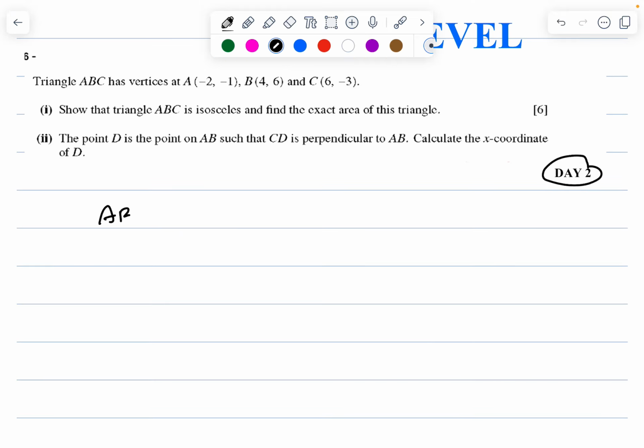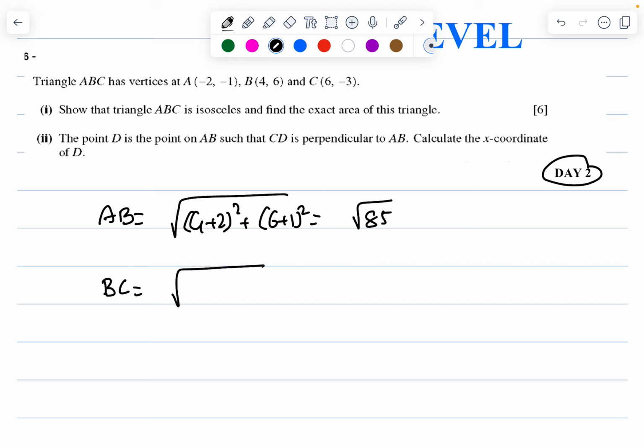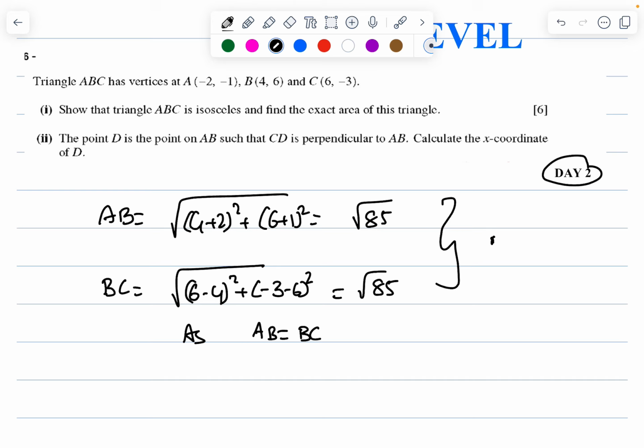So I'm going to find the distance AB, which is the square root of (4 plus 2) whole squared plus (6 plus 1) whole squared, which is square root of 85. Similarly, I'm going to find BC, which is (6 minus 4) whole squared plus (minus 3 minus 6) whole squared, which is also square root of 85. Therefore, two sides are equal. As AB equals BC, it is an isosceles triangle.